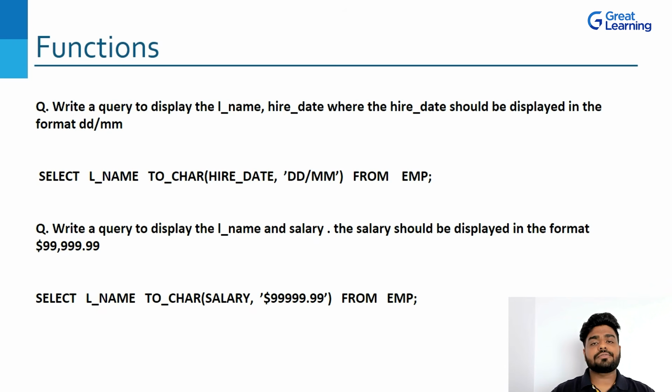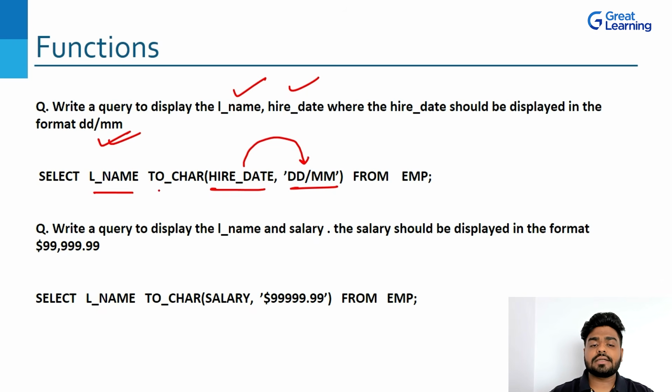So these are nothing but the date formats. Write a query to display the lname and hire date, where the hire date should be displayed in the format DDMM. Select lname because I want that, and then hire date also I want to show, but in which format? DDMM. That means date and month. So I have to obviously change this hire date format to character. So I'm using the TO_CHAR method. This is very important. Again, I'm repeating, the hire date is a date format. I want to change this to a character date. Why? Because I want to display it in another format.